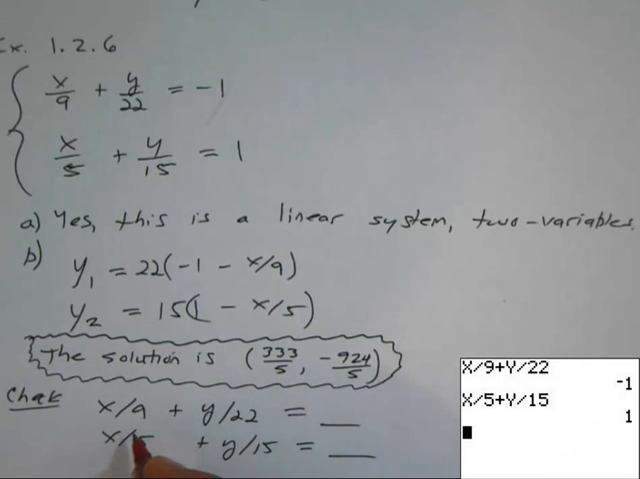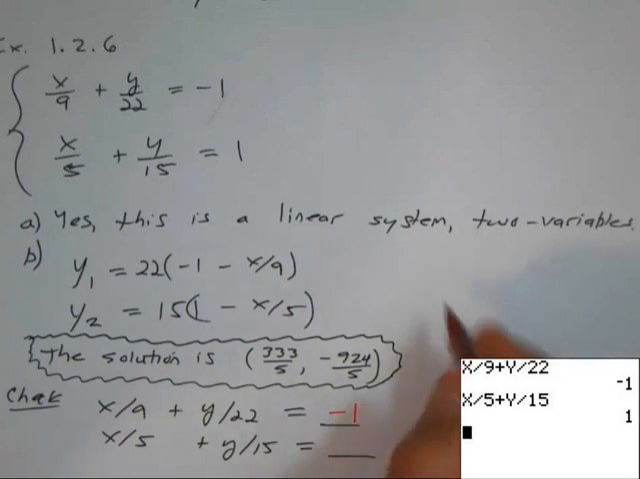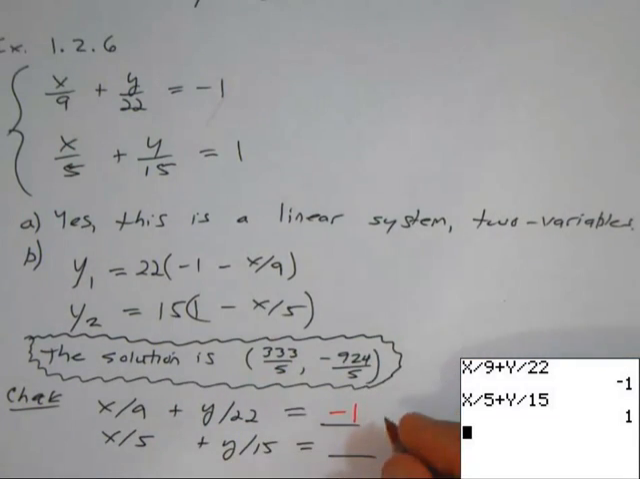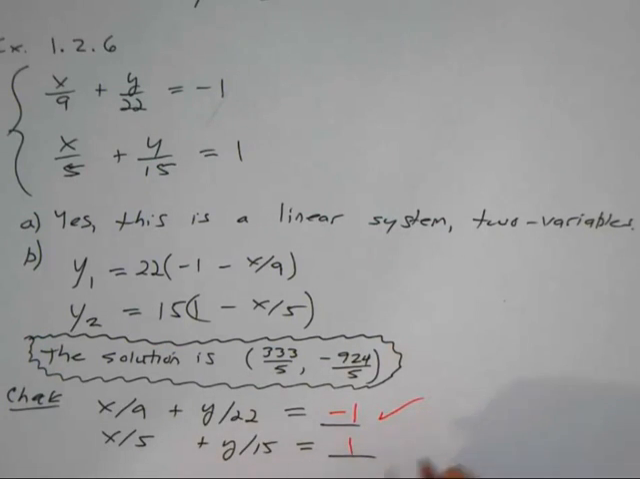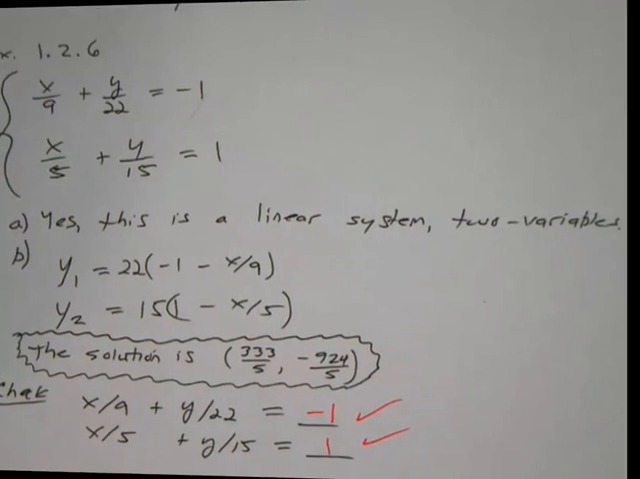Okay, our calculated result of the x over 9 plus y over 22 equal to -1. That's as in the first original equation. That's a check. The second equation, the sum of x over 5 plus y over 15, it came out to be 1, and that's the same as the original equation. That's a check too. So it looks like we're pretty confident this is indeed a correct answer.